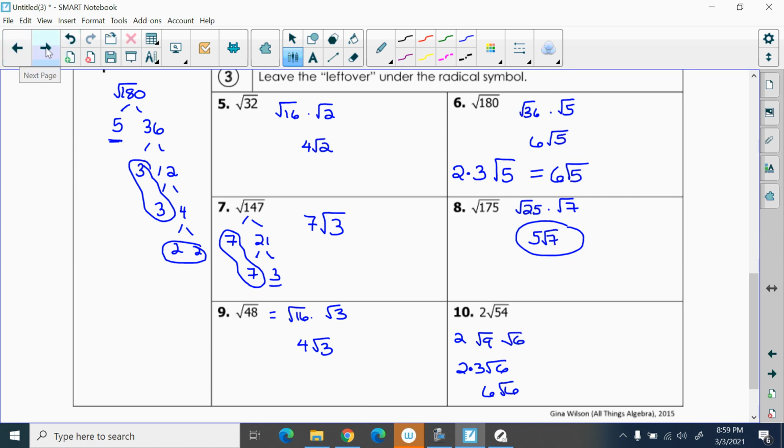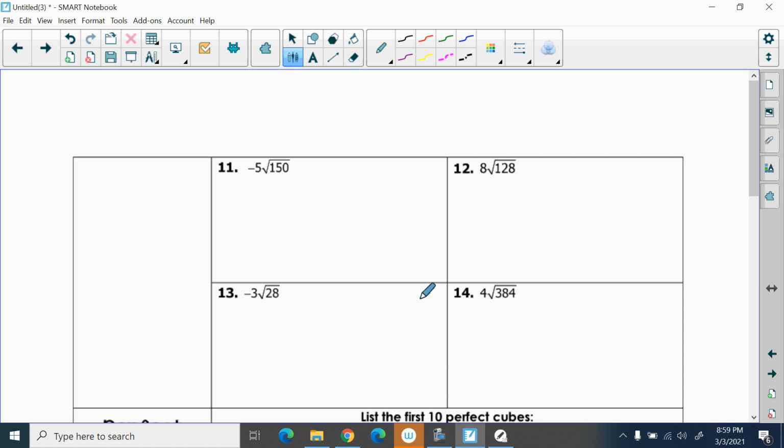Okay, moving on. So now we have some more here. So I've got 150. So what I'm going to do, 25 probably is a perfect square that goes into that, so let's go ahead and try that. So 150 divided by 25, just making sure that, yep, that's 6 as well. So this becomes -5, so you still keep that, and then I multiply that times the square root of 25 times the square root of 6.